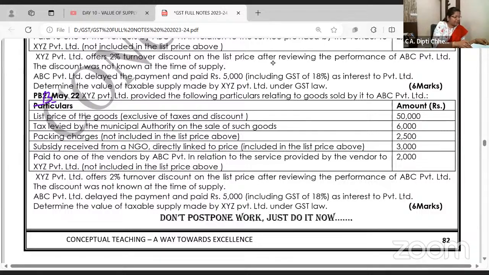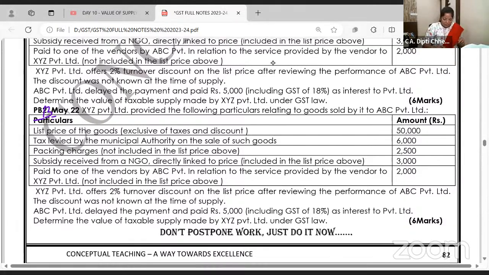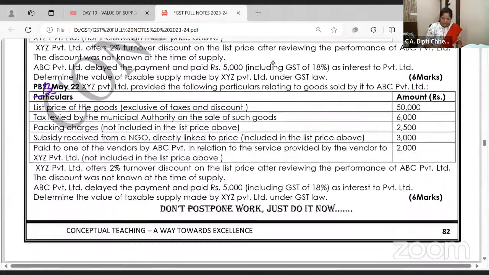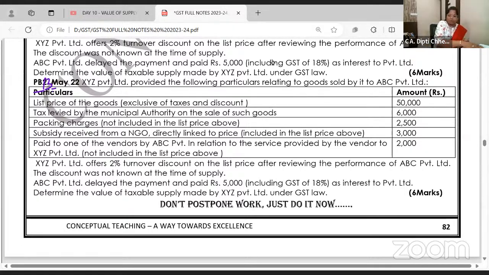So be prepared for that also. कैसे भी problems आते हैं. This is 13th problem in your material. The numbering has gone wrong. Just read the question. 2 minutes. I'm here only. Just read it on screen.